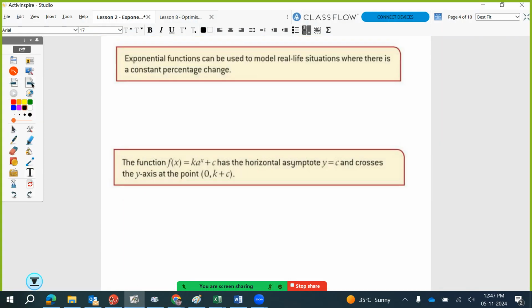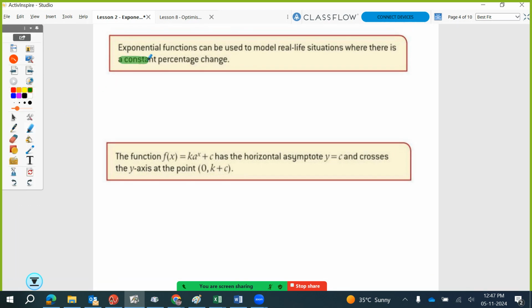All right, that's the end of our investigation. Exponential functions can be used to model real-life functions. This is typically where there's a constant percentage change. So an exponential function is when we have a constant percentage change. And then we saw these results here.